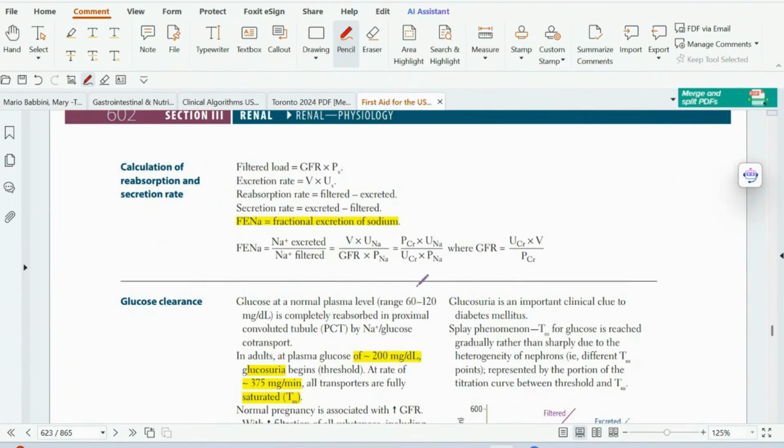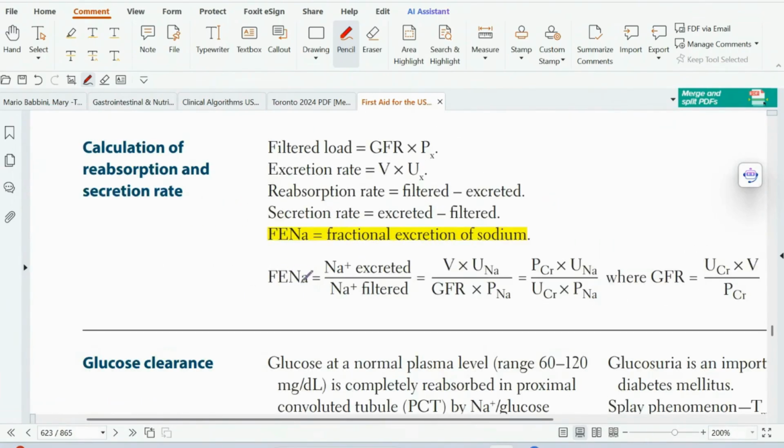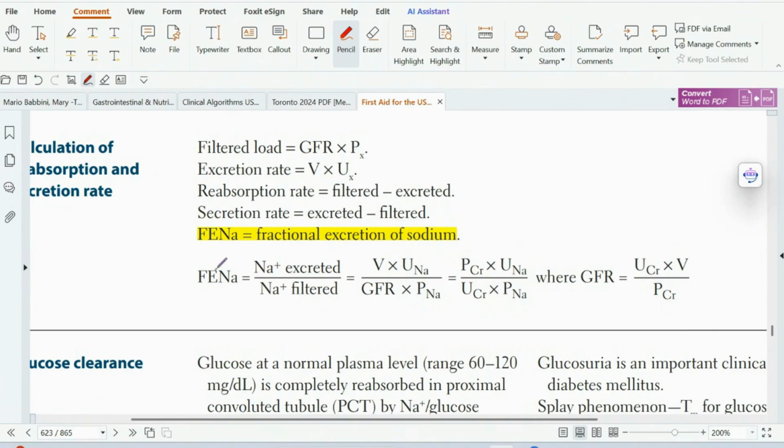Now, next thing is glucose clearance and secretion and sodium absorption stuff. Same thing that we did with inulin, same thing that we did with creatinine, we're going to do with sodium. In order to calculate how much sodium you're actually absorbing, you have to find out sodium excreted, that means how much is in the urine, divided by sodium filtered, that means how much actually came in. That's how you get the fraction.